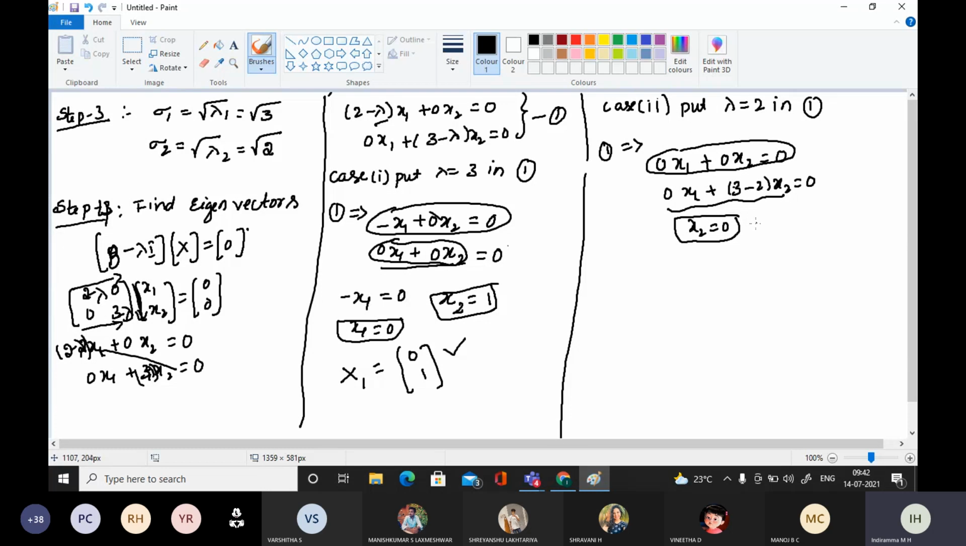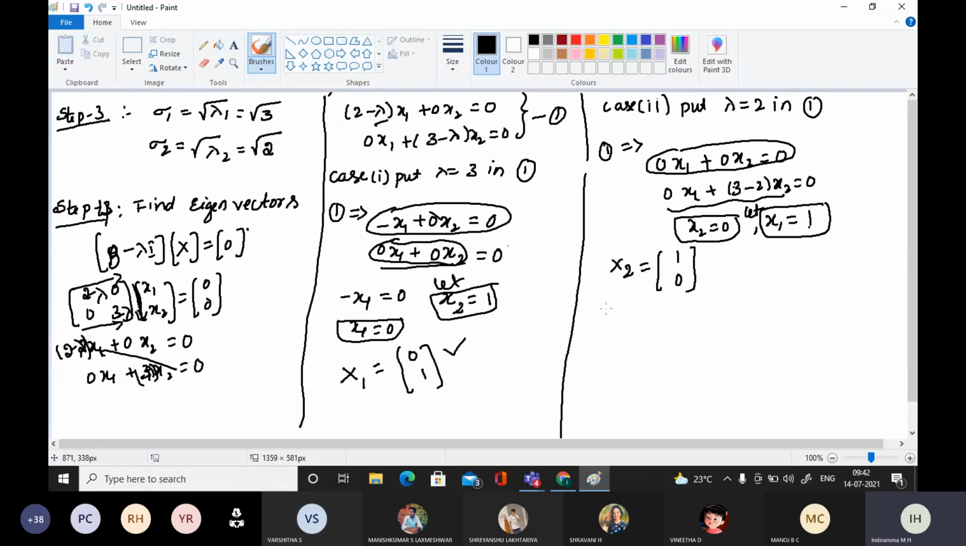Is it clear? So now we have to choose a value for x1. For simplicity, I am using, say, x1 is equal to 1. You can take it as x1 equal to 1. We are assuming those values. Therefore our second eigenvector becomes x1, x2, that is (1, 0). Got it? Yes, ma'am.